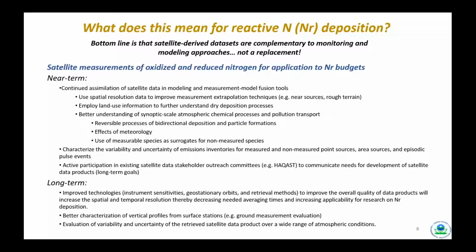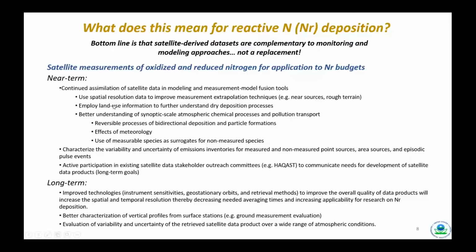So the bottom line: what does this mean for deposition? The satellite-derived data sets are complementary to monitoring and modeling approaches. And you're going to hear this everywhere you go. I went to a HAQAST meeting, and this is the first thing they said: "We're not replacing the monitoring. We're not replacing the modeling. This is meant to be used complementarily."